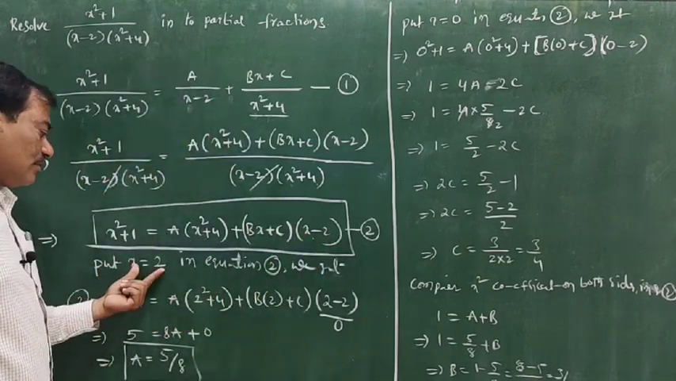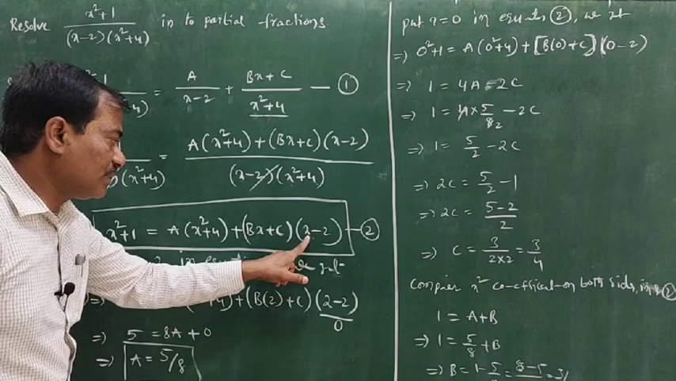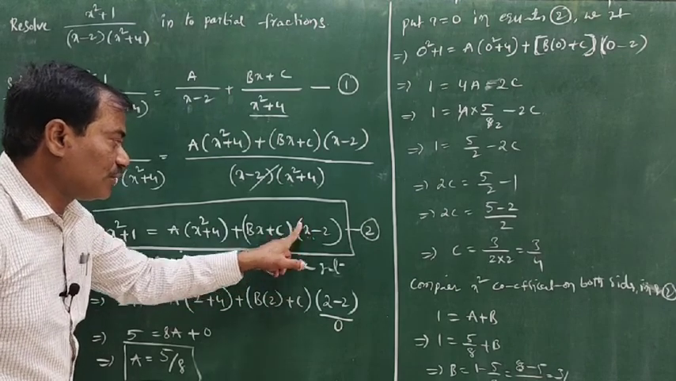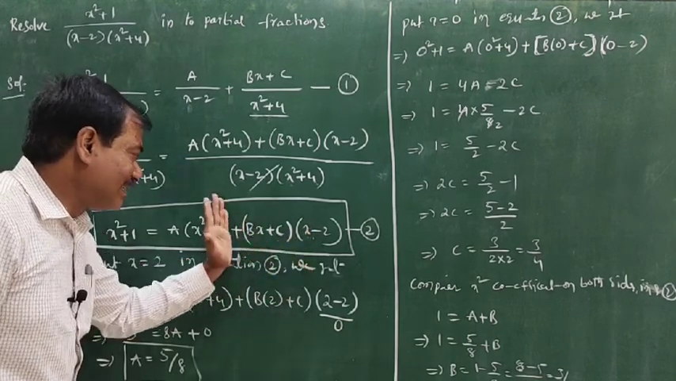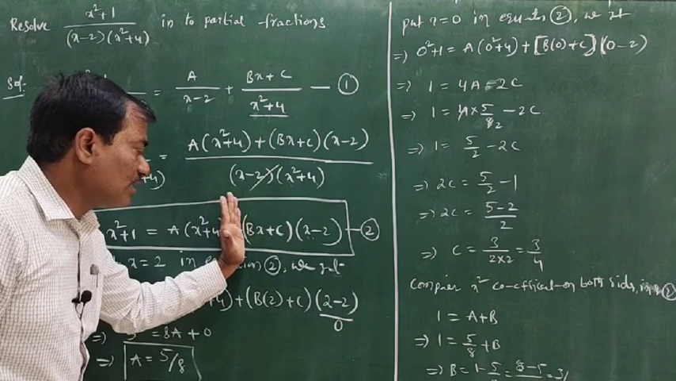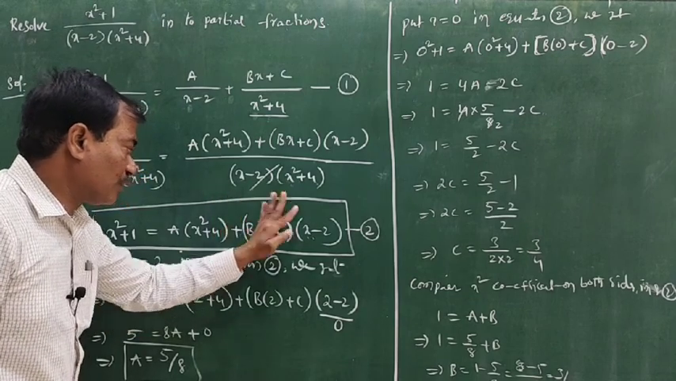Put x equal to 2 in equation 2, we get: if we put x equal to 2, this term becomes 0. So the whole bx plus c term becomes 0, and we get a value.